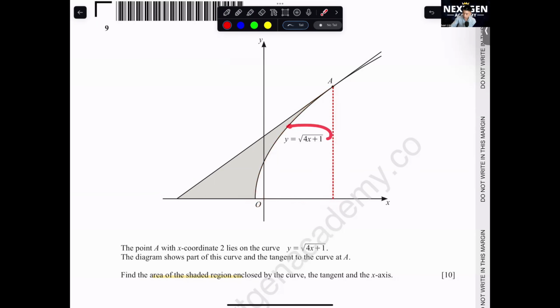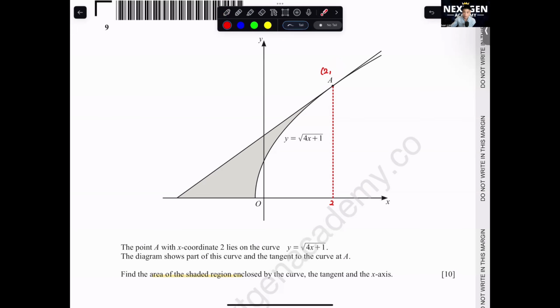The only thing that we have here is y equals square root of 4x plus 1, and they also gave us that the x coordinate for A is equal to 2. So let's list it down first. This is 2. If here is 2, that means here is also 2. So we got 1 piece of information. Let's maybe find what this point is first, the coordinates of A. In no particular order, however you do it.